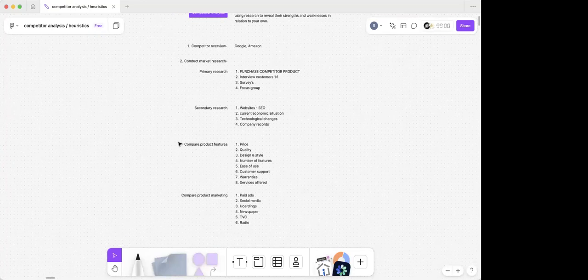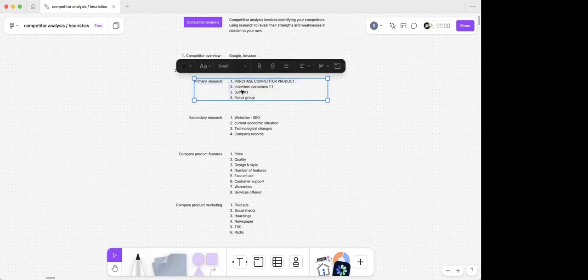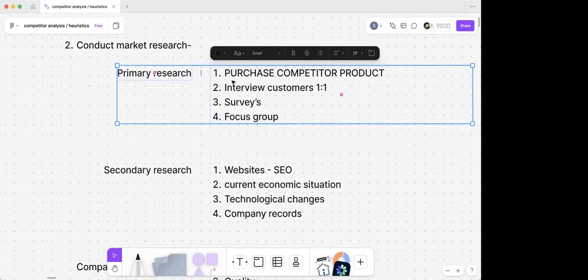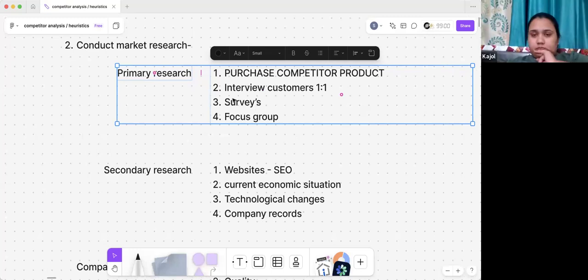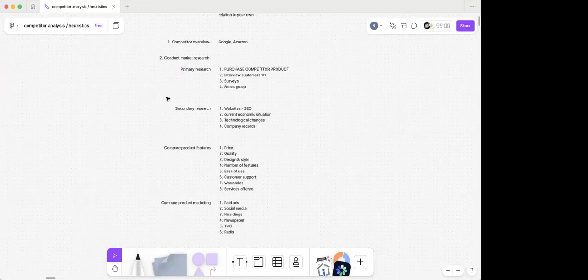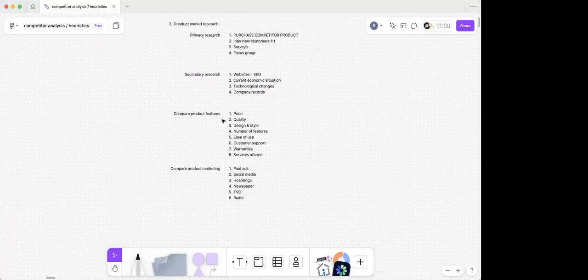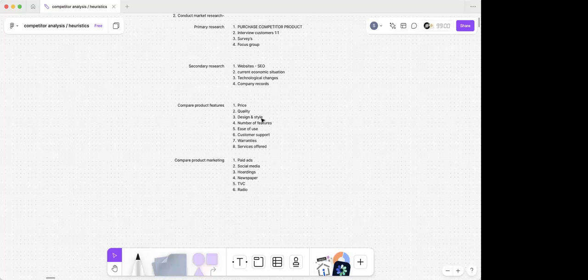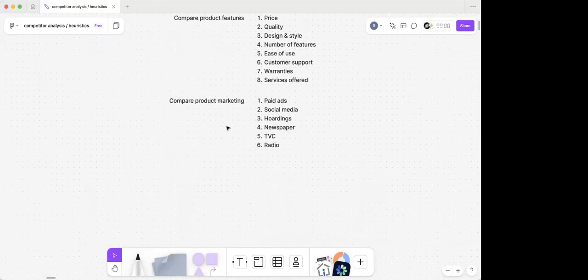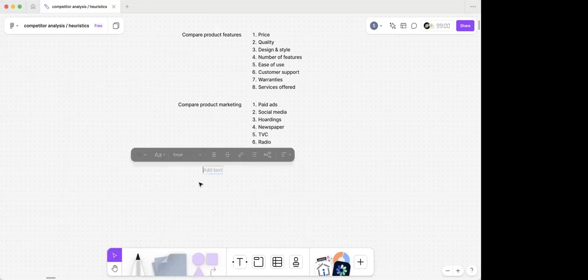So up to here you have to do the research. You can do the primary way of research, okay? You can select any one or else do all of them, like go with surveys or purchase a competitor product. Then just have an overlook, you can see some podcasts, to get an overview of your competition and compare product features. Again, this part is important. You can write down all the details about these things and the marketing strategies, okay? So you can collect information for all these points.